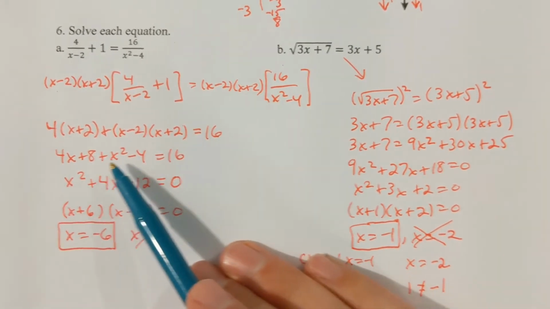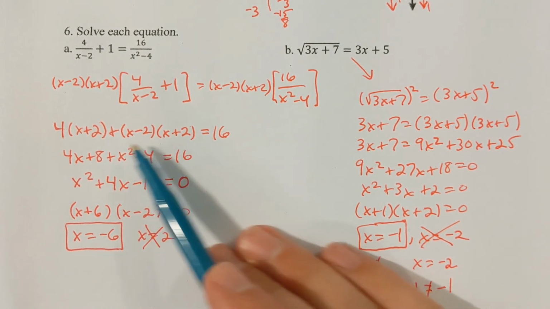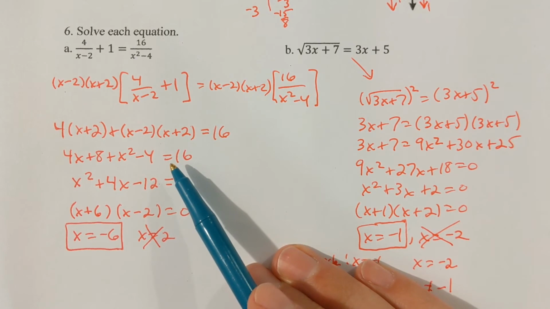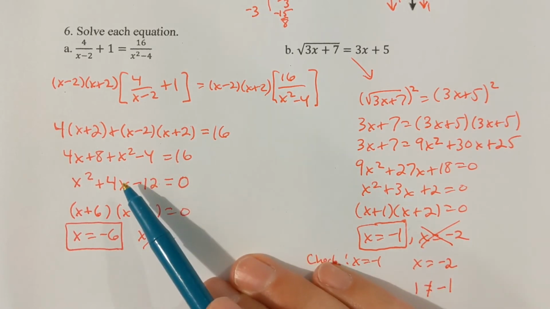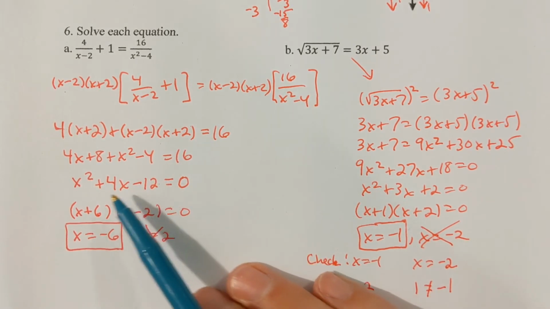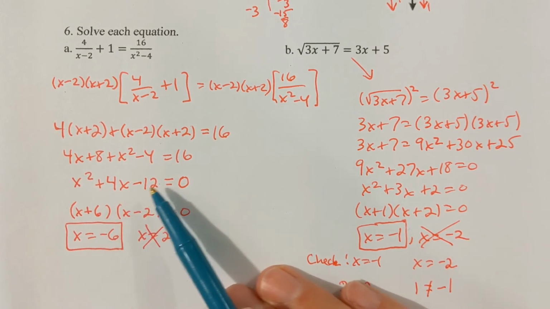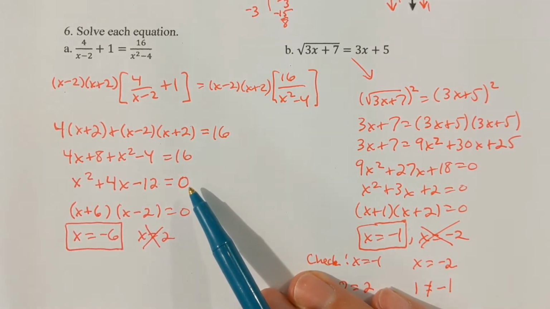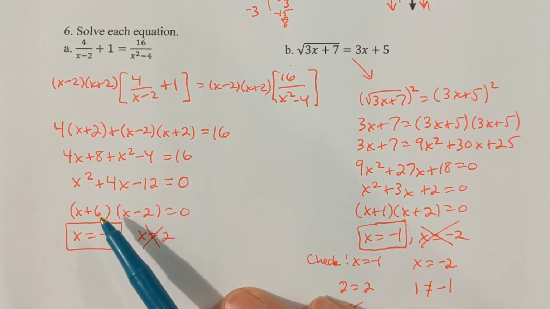And now notice how I no longer have fractional form on any of this, and that's good. That's what I wanted. If we get everything onto the left and then combine our like terms, we're looking at x squared plus 4x minus 12 equals 0. That's a quadratic equation, so of course the next thing would be to factor the left.